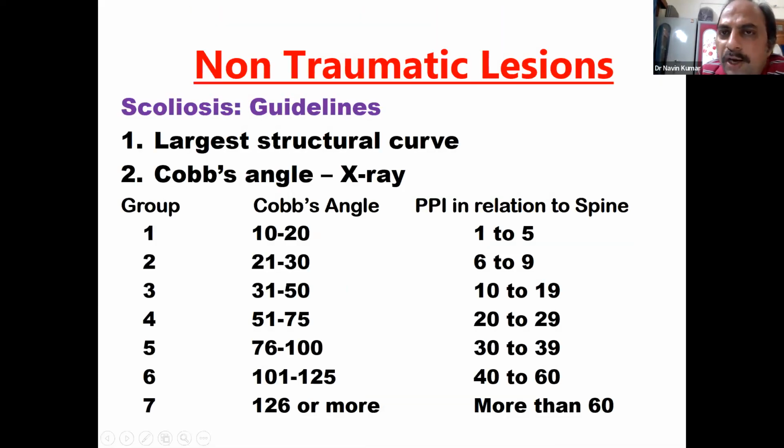Now coming to non-traumatic lesions, there are two common ones, though others are also there. One is scoliosis, and in scoliosis there are three criteria. One is structural deformity, in which we see the X-ray and the Cobb angle. The largest angle has to be seen, and as per the angle, we can give different categories of percentage.